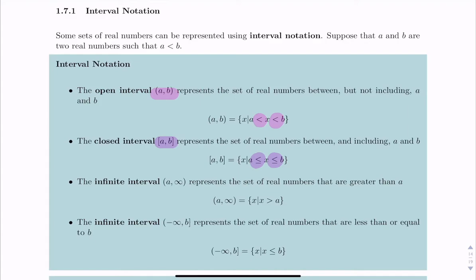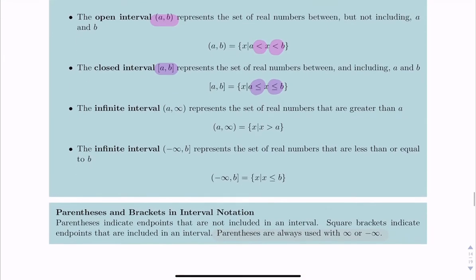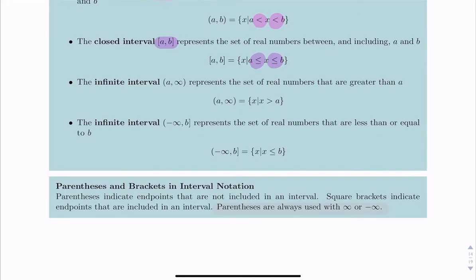And we always use parentheses when talking about infinity because it's just a notation, it's not actually a number. And the other infinite interval from negative infinity up to b with a closed bracket represents the set of real numbers that are less than or equal to b. So the set of all x such that x is less than or equal to b. So closed brackets mean that you have that equal sign on your inequality symbol, and parentheses means that you do not. And you always use parentheses when talking about positive infinity or negative infinity.